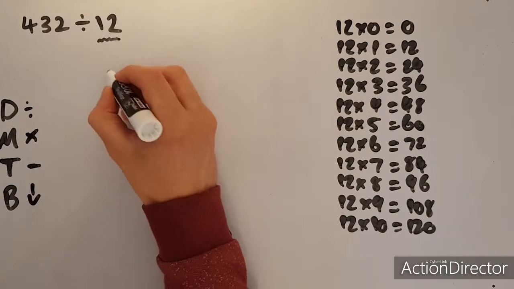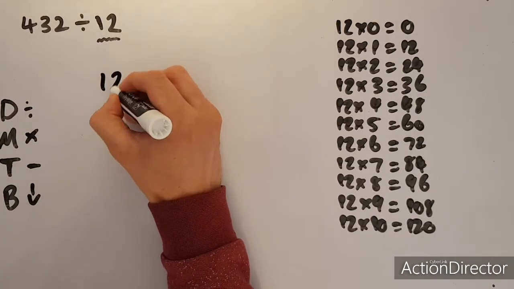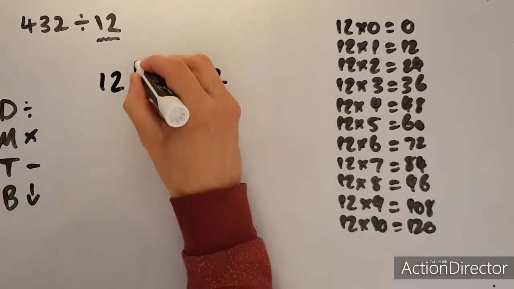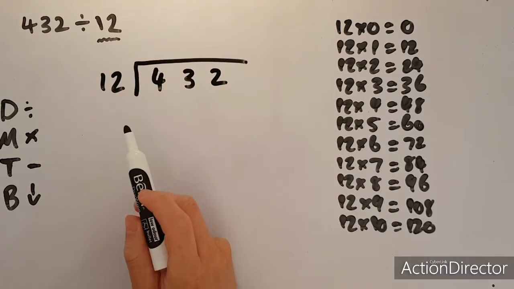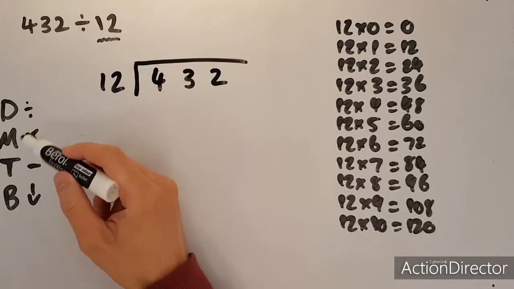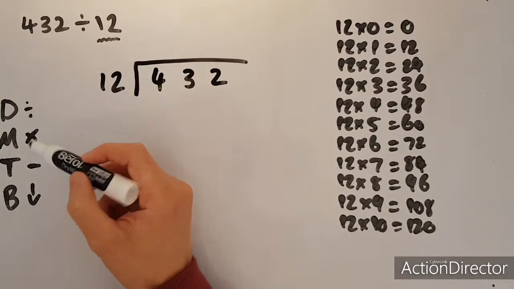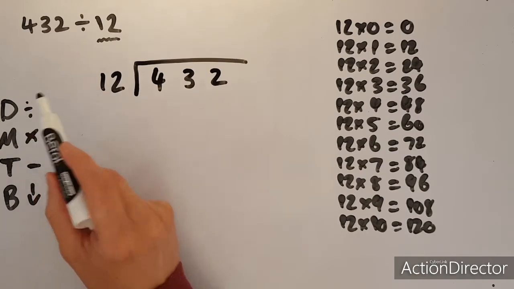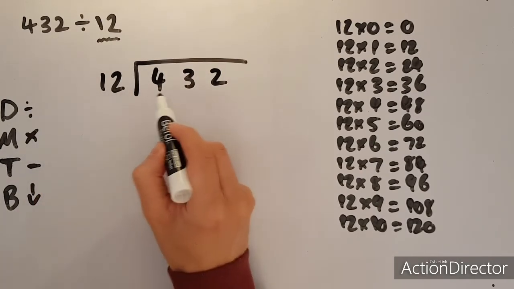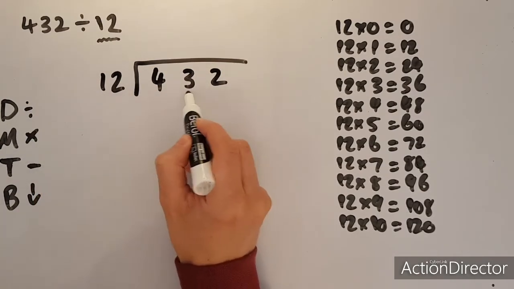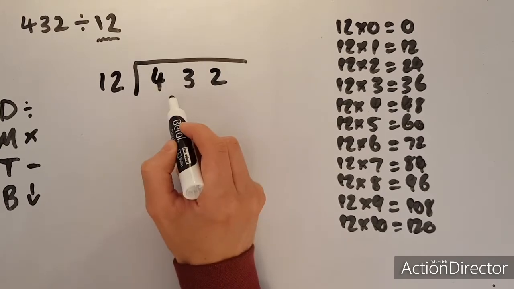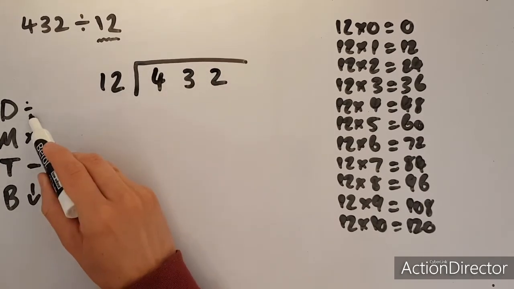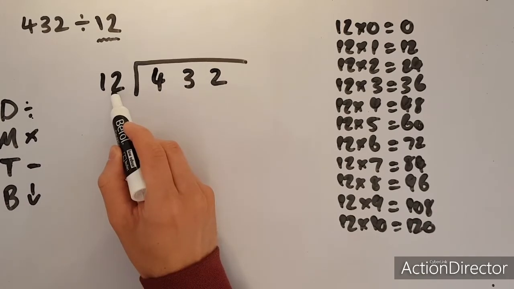I'm going to set this up as I normally would for a division question. The first thing we need to do is look at our DMTB, don't miss the bus. It says the first thing I need to do, D, is division. I look at my divisor, which is 12, and the first two digits of the number within the bus stop symbol, which is 43, 4 and 3. So I need to divide 43 by 12.